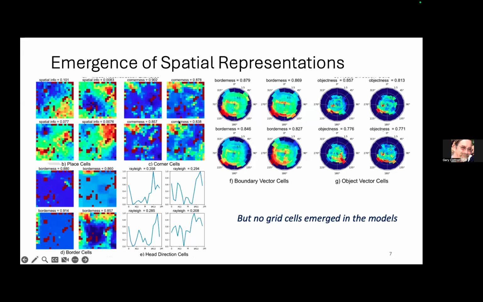Okay, we did see head direction cells as before, but we also saw corner cells, border cells, boundary vector cells, object vector cells. And we did the metrics that you would have to do to make sure that these actually fit the criteria that a neurophysiologist would. One thing that was interesting, we looked for it with the grid score. We never found any grid cells that passed the threshold level. So for at least this problem, grid cells were not necessary.